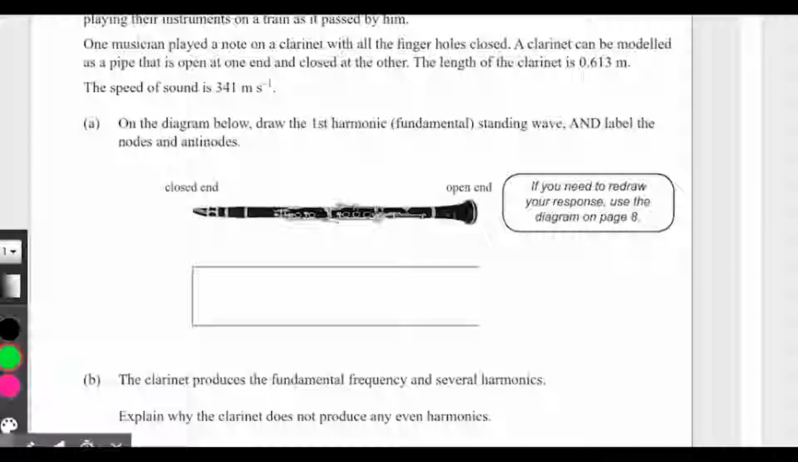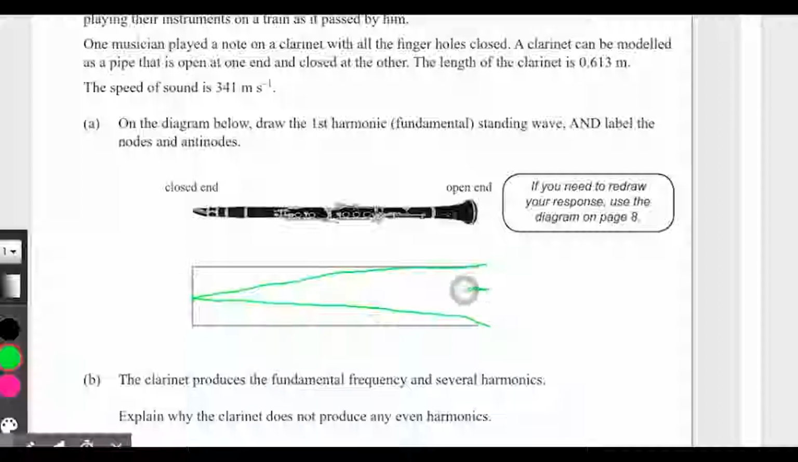on the diagram below, draw the first harmonic and label the nodes and antinodes. Now the first harmonic for a closed pipe looks a little something like this, where we have air going back and forth through here. So we have an antinode there, we have movement, and on our end here we have a node because air cannot move about that end. It can't move beyond it, so we have a fixed point, we have a node.